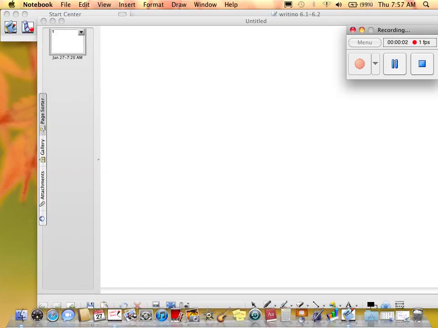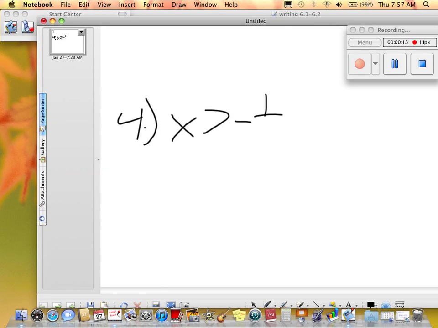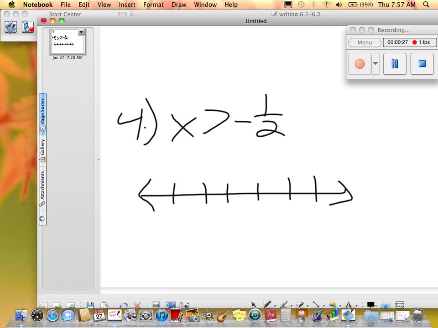All right, ladies and gentlemen, we're looking at your review sheet 6.1, 6.2, and we're looking at number 4. Number 4 is x is greater than negative 1/2. And I have to graph that on my number line. Remember, if you're dividing it up for negative 1/2, it's not written out, so you can name them whatever you want. Make this negative 1, negative 1/2, 0, 1/2, 1. So you can make the scale any way you want to.